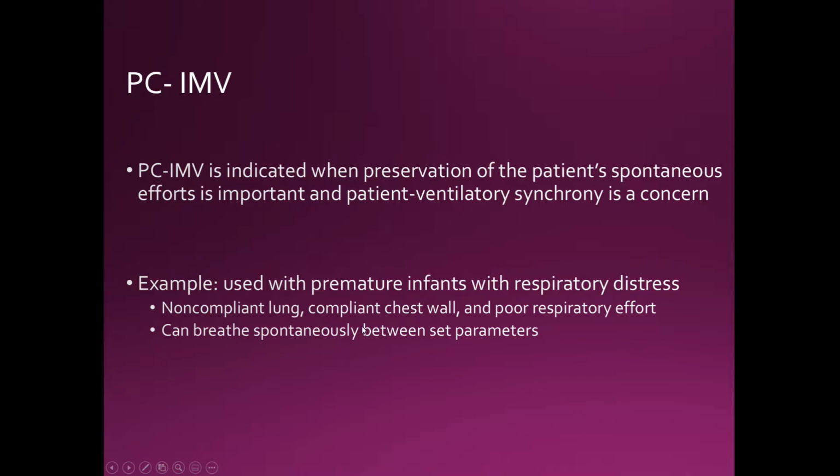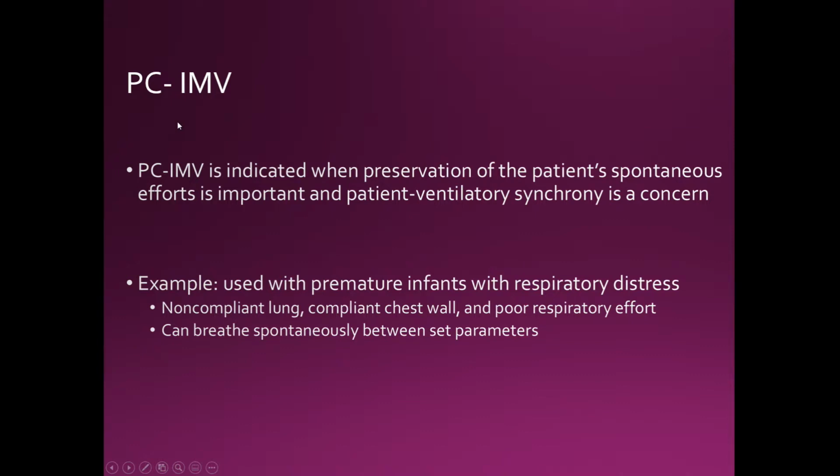Here, in this particular scenario, the premature infant has a compliant chest wall, right, and poor respiratory effort. So the thing is that it's a non-compliant lung. When you have a non-compliant lung, automatically switch them to pressure control, please, because you're going to give them a pneumo.